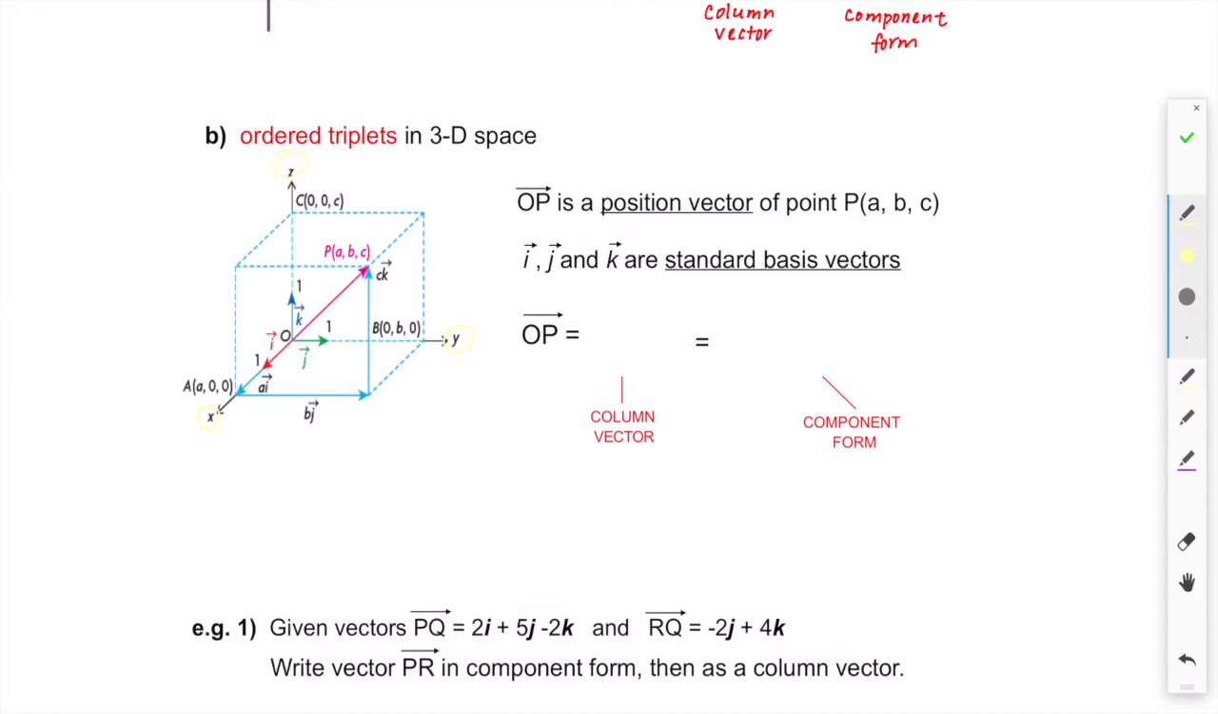So here, how can we represent the vector OP, which has its tail at the origin, ending at point (a, b, c)? Well, as a column vector, we can write it as (a, b, c), or in component form, we can write this as ai plus bj plus ck, just like that, okay?